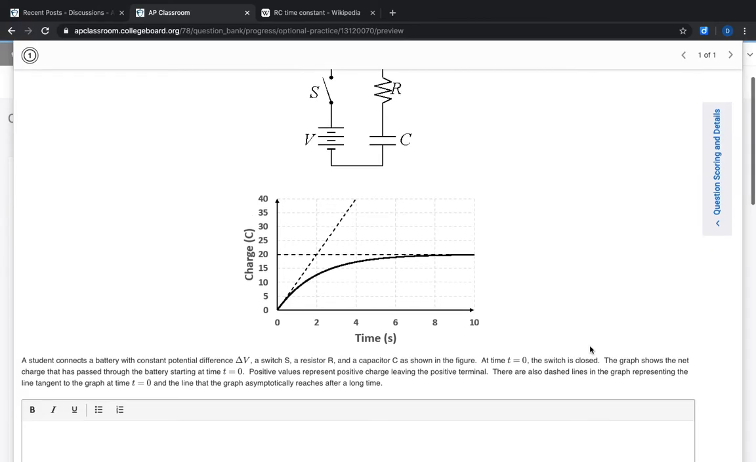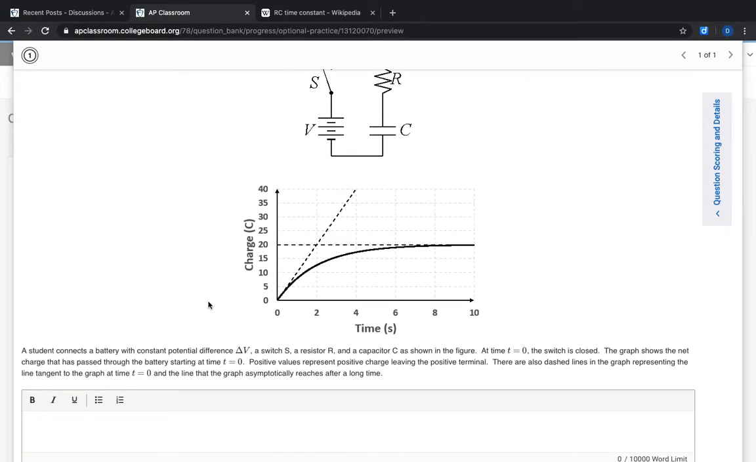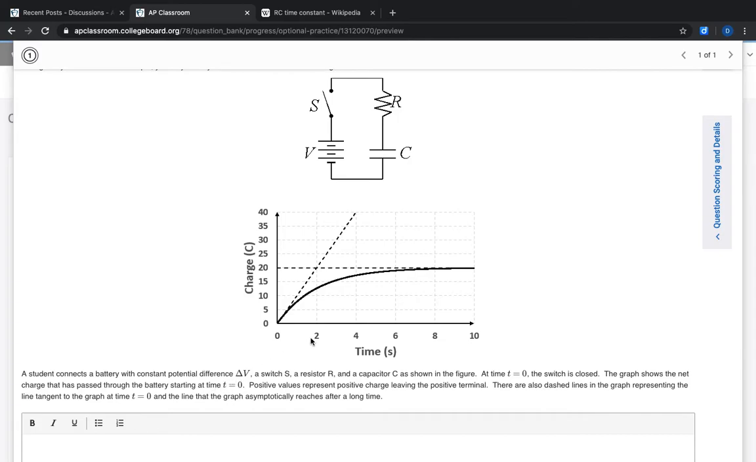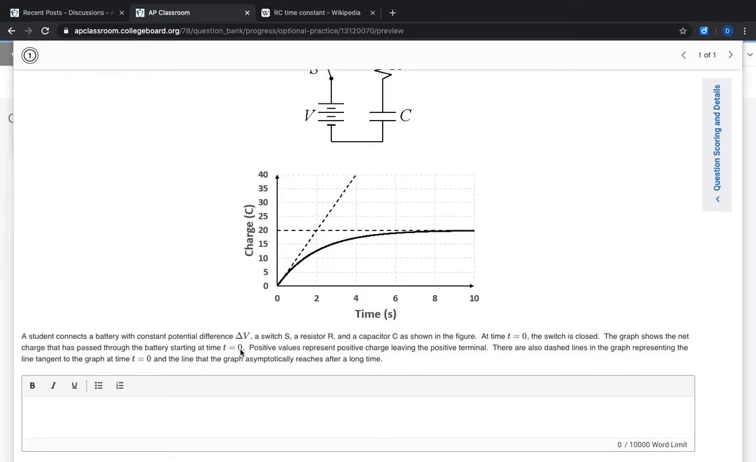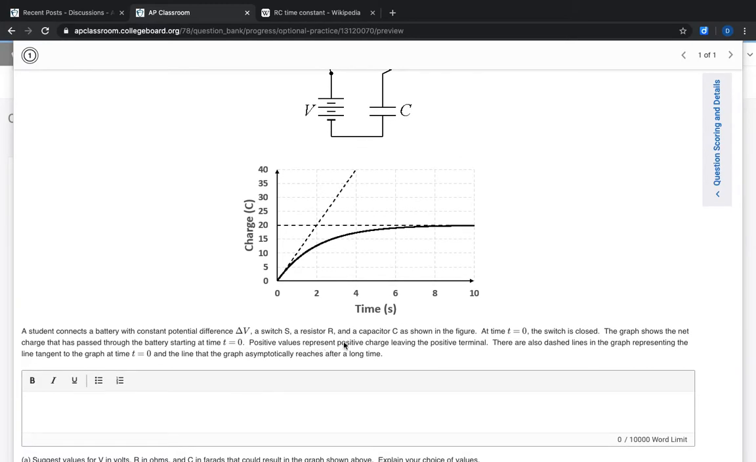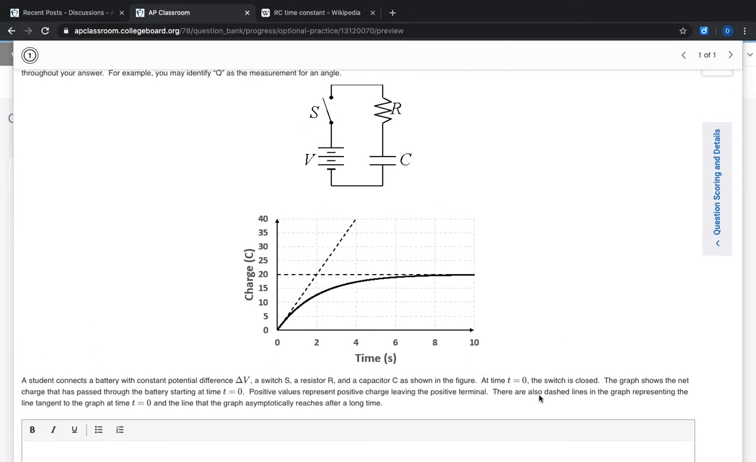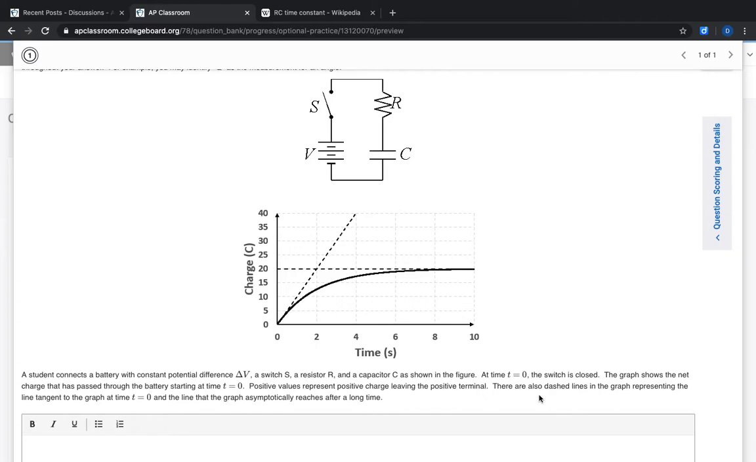All right, so in this problem, a student connects a battery with constant potential difference delta V, a switch S, resistor R, and capacitor C, as shown in the figure. At time zero, the switch is closed. The graph shows the net charge that has passed through the battery starting at time zero. Positive values represent positive charge leaving the positive terminal. There are also dashed lines in the graph representing the line tangent to the graph at time equals zero and the line that the graph asymptotically reaches after a long time.